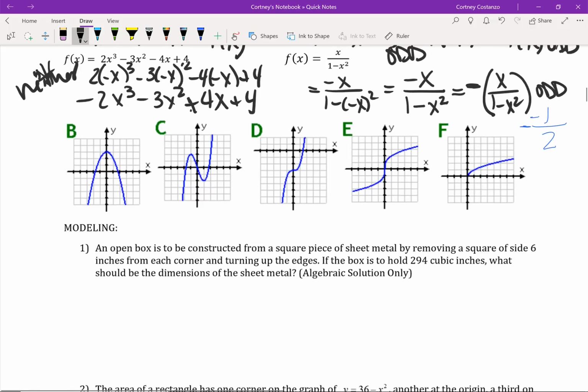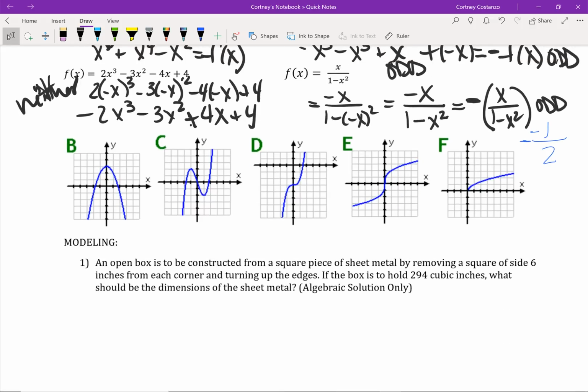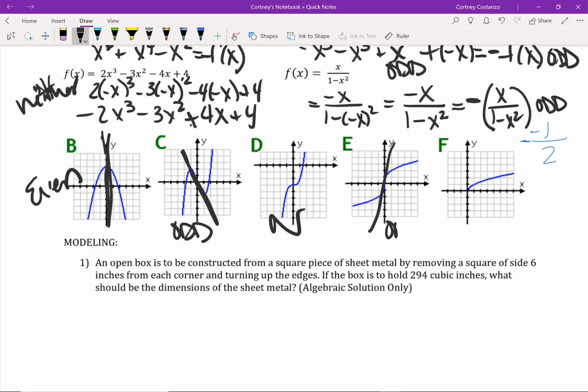And odd. All right, as far as graphically goes, it has to be symmetrical over the y-axis to be even, and it has to be symmetrical through the origin to be odd. So this one's neither. This one's through the origin, so this one's odd. And this one would be neither.